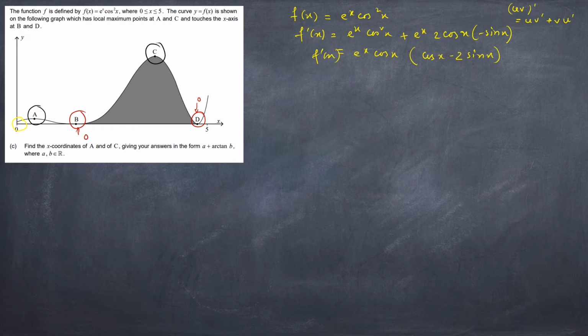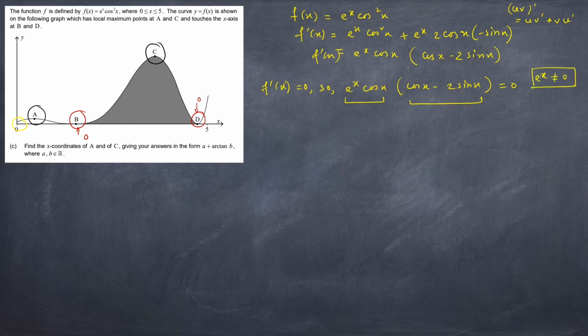So from here we can see cos x, and now if f'(x) equals 0, we can write e^x cos x into (cos x minus 2 sin x) equals 0. So from here either this part is 0 or this part is 0. Now e^x is not 0, because e^x equals 0 is not defined for any value. So ultimately cos x equals 0.